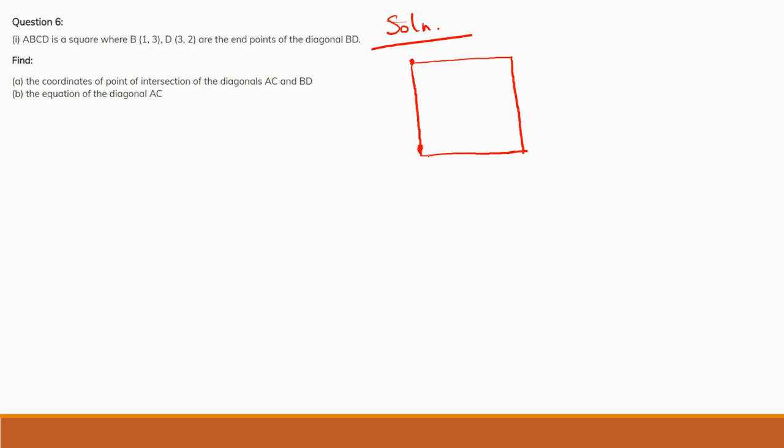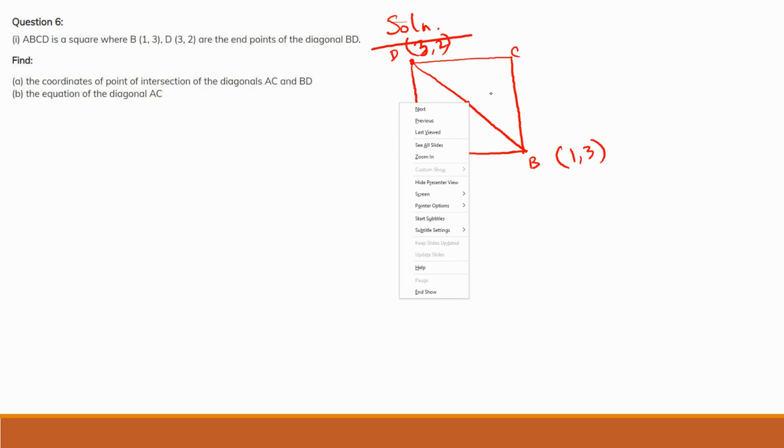Here, let's say this is A, this is B, this is C, this is D. B is given as 1 comma 3, D is given as 3 comma 2, right? Are the endpoints of diagonals B and D. Find the coordinates of the point of intersection of AC and BD. Since this is a square, the point of intersection will be in the middle, right? It should be in the middle, right?